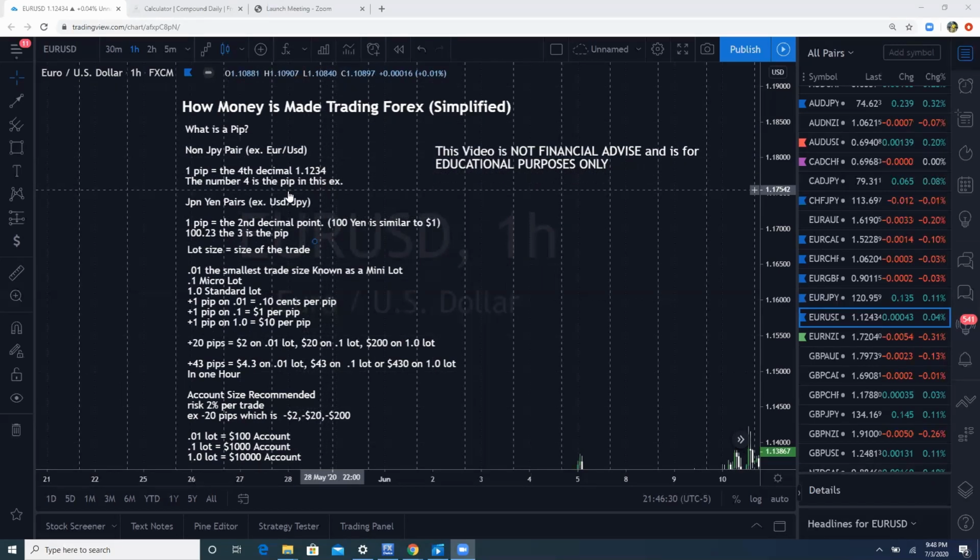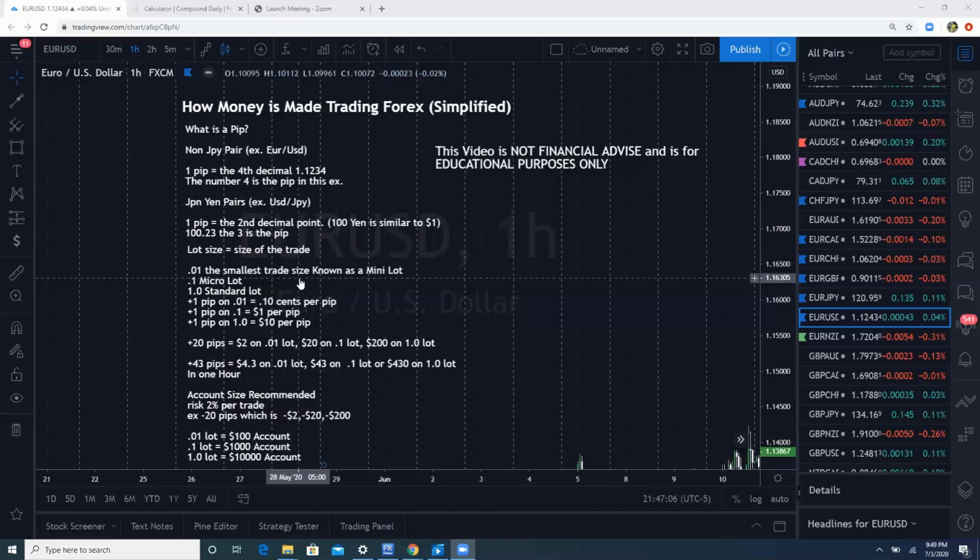In a Japanese yen pair, a pip is the second decimal point because 100 yen is similar to $1. 1 yen is like a cent because the yen doesn't have cents. It's just a dollar value, and they just move their dollar value 2 decimals up. So 100 yen is like $1. So for this example, the yen, the second decimal point is a pip. So if we look at 100.23, the 3 would be the pip value.